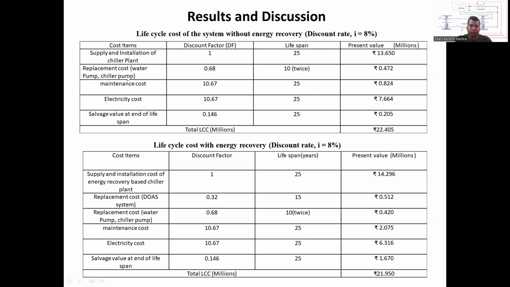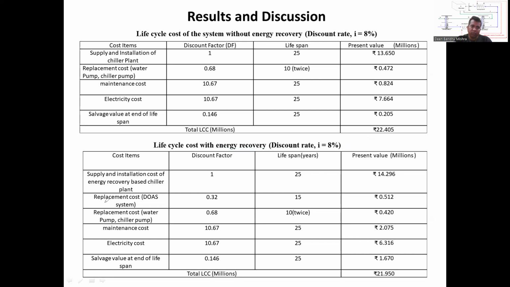Here the replacement cost of the water pump and chiller pump is considered at 10 years, so we are required to replace them two times over the 25-year life span of the chiller based air conditioning system. The calculated life cycle cost value is 22.405 million, with a discount rate of 8% considered for this study. Then the life cycle cost is calculated with the energy recovery system, with the same discount factor.